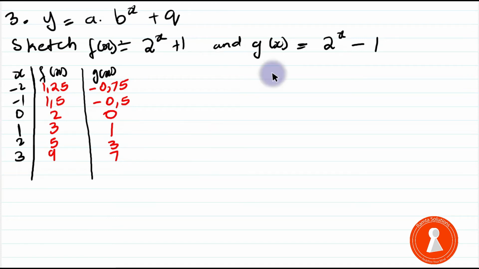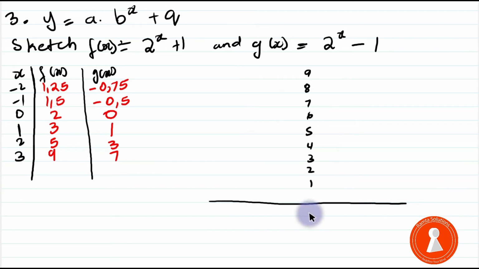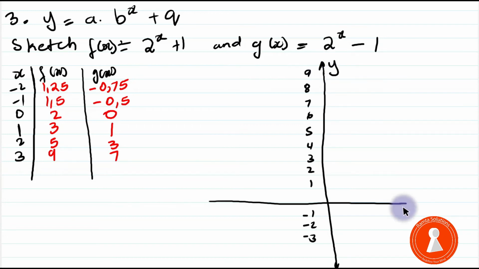Now let's try to sketch it. Maximum is 9. So let me see. 9, 8, 7, 6, 5, 4, 3, 2, 1. And then 1, 2, 3 on the x-axis. I guess it's enough. So let's try to plot.